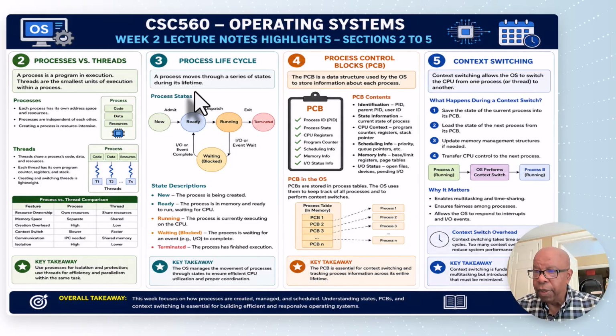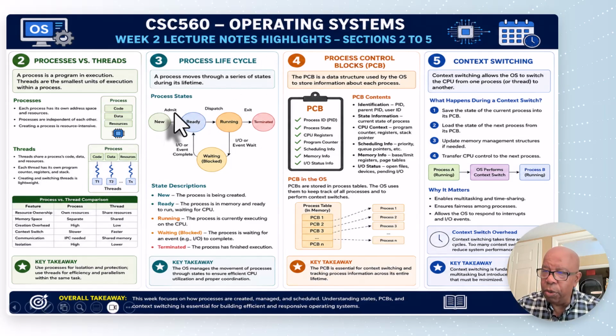Process life cycle. The process life cycle is basically new, ready, running, waiting, and terminated. New means I'm admitting the process to be put in a position where it's ready to run. It's ready to go. Then we have dispatch. Dispatch says I'm going to start running it. So my process is running. Everything's fine. While I'm running, I might hit a situation where I have to wait for something. That's where we go from running to waiting, and it's blocked.